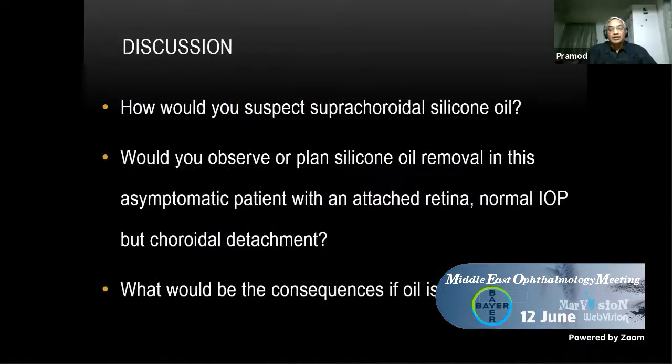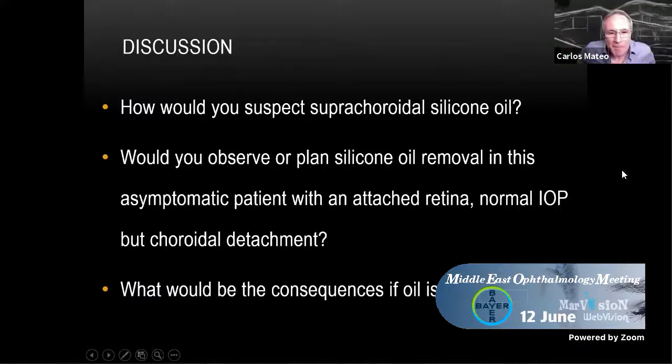So the question again now comes back: how would you suspect suprachoroidal silicone oil? Now the same as I already said: would you observe or plan silicone oil removal in this asymptomatic patient with attached retina and normal IOP? And what would be the consequences if oil were left behind in this eye?